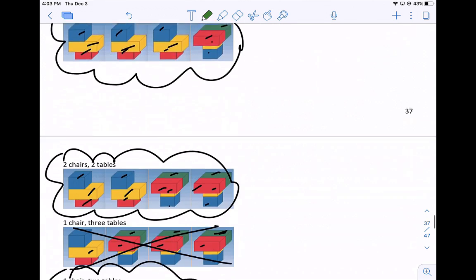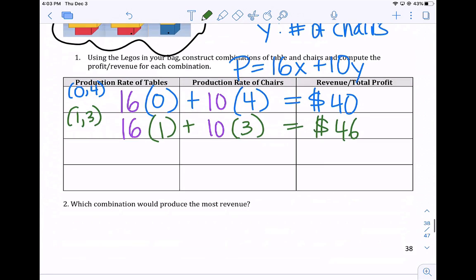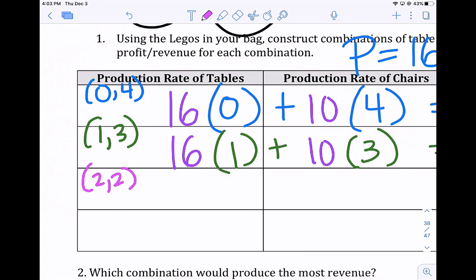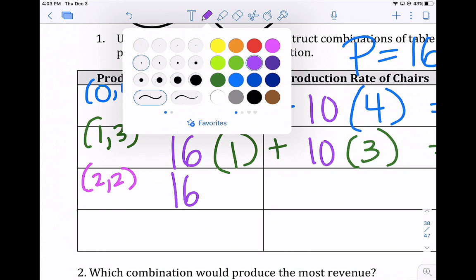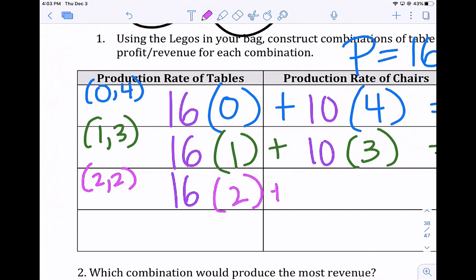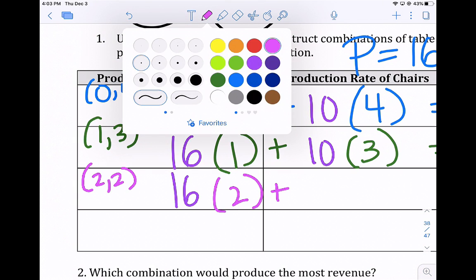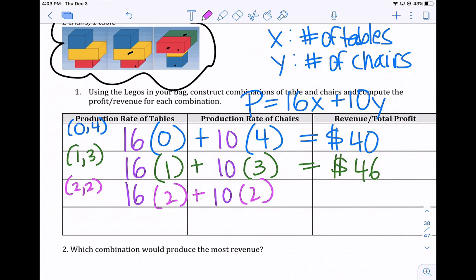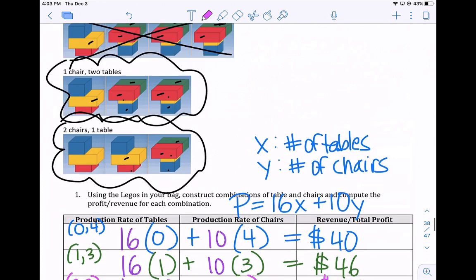All right, let's check the next one, which is 2 tables and 2 chairs. Let's plug in. 16 times 2 plus 10 times 2. All right, let's calculate that. So that's 32 plus 20, which gives us $52. All right, it's going up. Let's try the next combination.